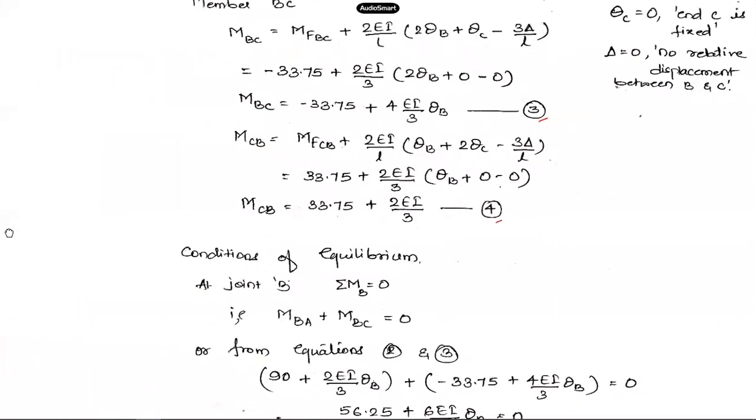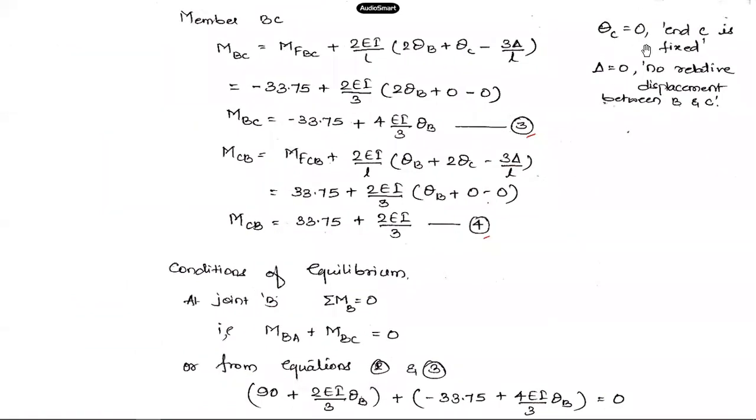So for that I have substituted delta as 0. Theta C is 0 because C is fixed, and delta is 0 as there is no relative displacement between B and C. So for that purpose, these two have been taken as 0. On substituting the other values along with theta C and delta and simplifying, you'll get the third equation of slope deflection.